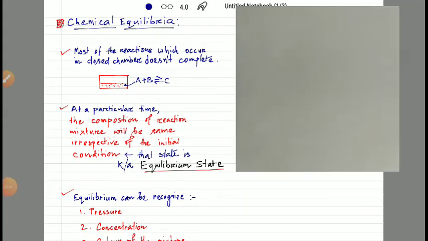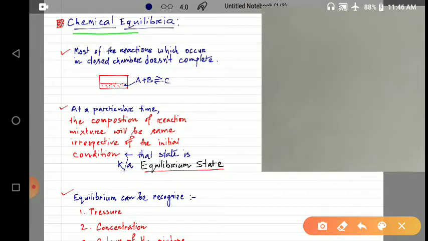Today we are going to discuss mainly chemical equilibrium. When we are talking about chemical equilibrium, that means we are considering some reversible reactions. So what is a reversible reaction?